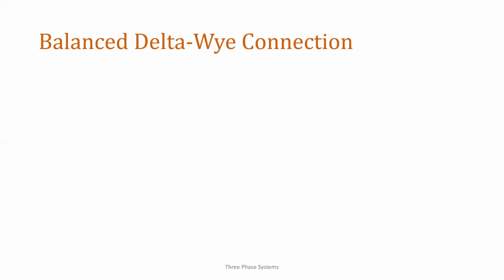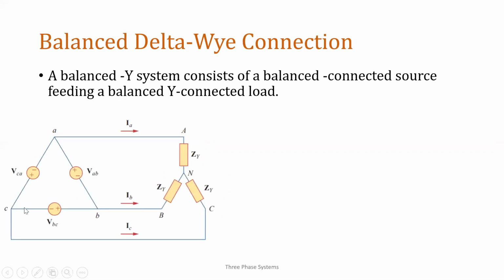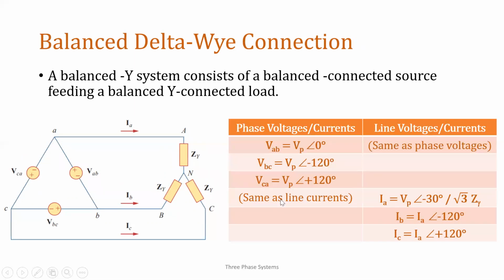Lastly, we have the balanced delta to Y connection. Our source has a delta connection while the load has the Y connection. The phase voltages and currents are this one, and the line voltages and currents are on this side.